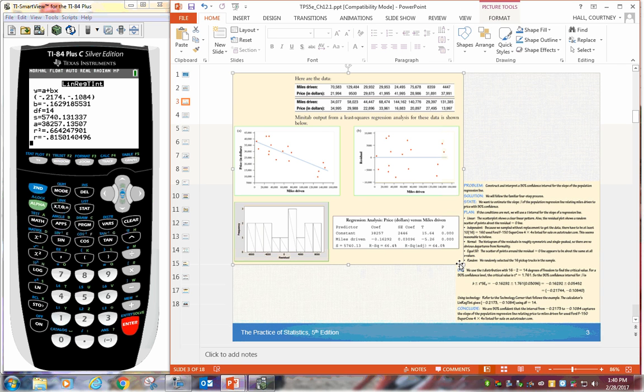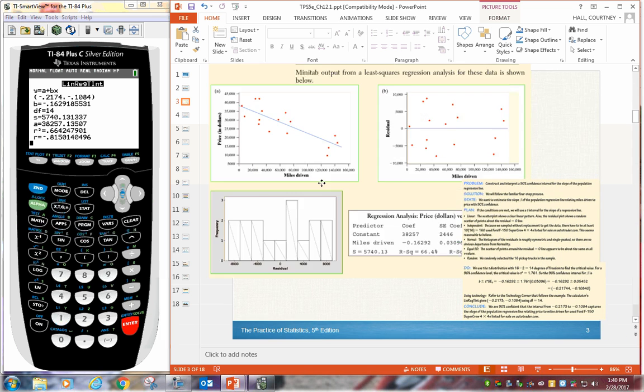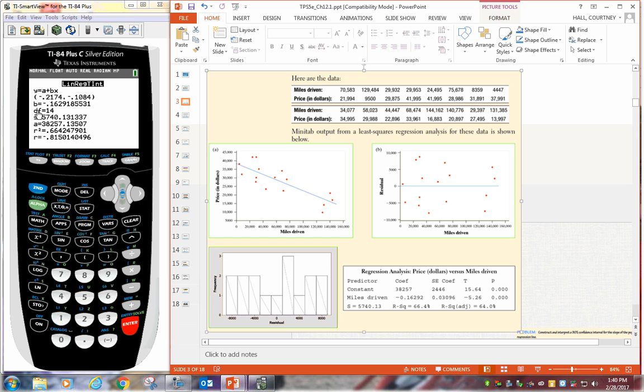I'm going to blow this back up so we can see it a little better. Sorry, I'm moving everything around on you. We have our b as negative 0.1629. Remember that b is going to be the slope for us, and this is on the miles driven. It's negative 0.1629, so that does match. We have the constant 38,257, which is our a value on the calculator printout. What else do we have? We have a df of 14. You don't see the df of 14 here.